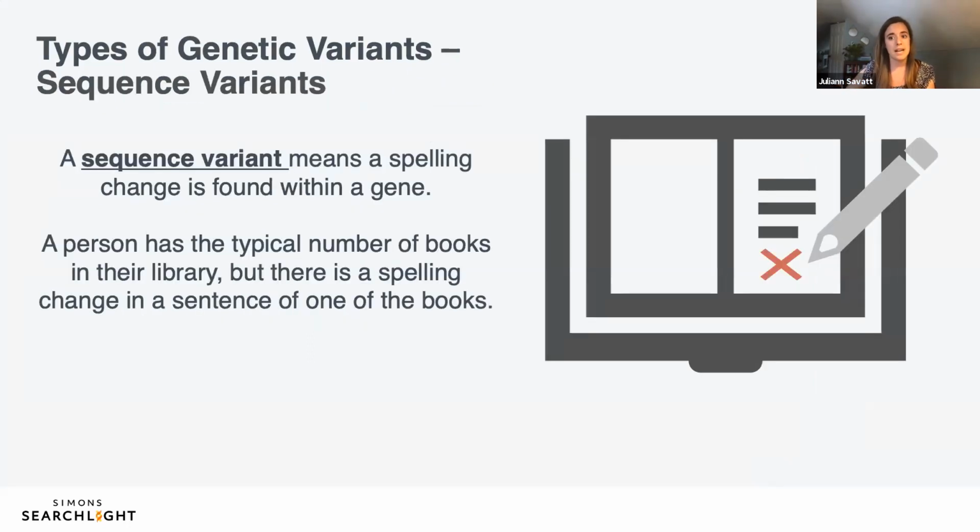The other type of genetic variants I want to focus in on today are sequence variants. Sequence variants are genetic changes where there's a difference to the letters within a gene. Sometimes this is a single letter or maybe a couple of different letters. And if we think about our genetic material as that shelf of instruction manuals again, a sequence variant is like there being a spelling change in one of the sentences in one of the books. So a small change, just one or a couple of letters that's different.